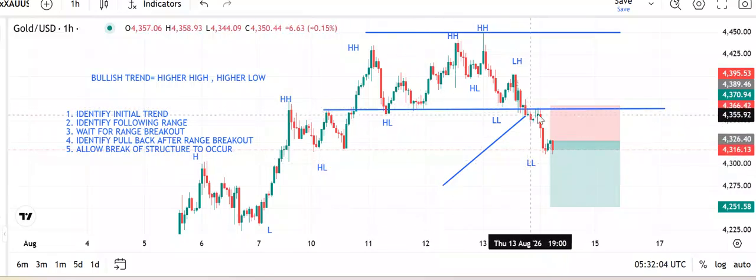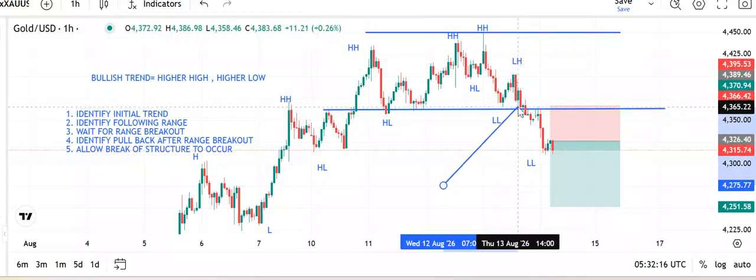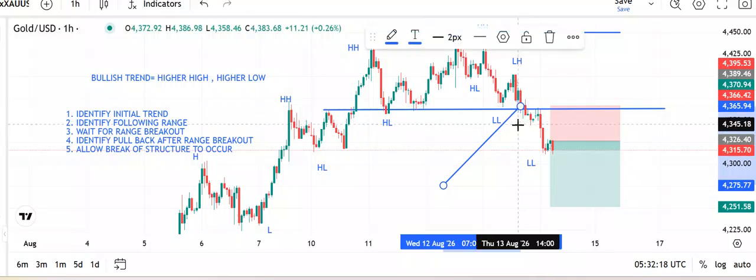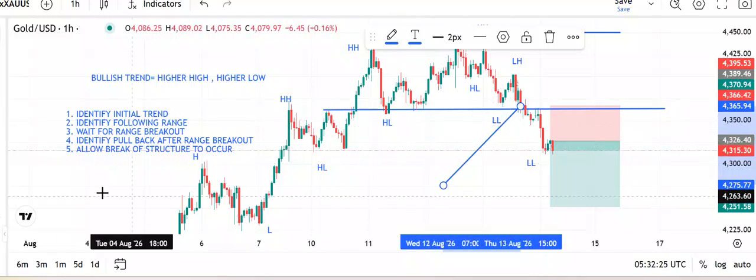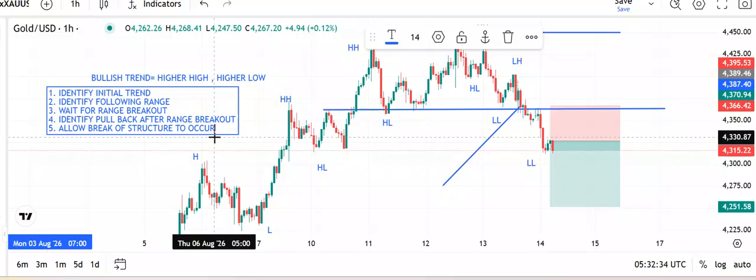Break of structure occurs when you have this solid bearish candle form, or where you have this particular bearish candle form and then closing below this previous low. That's our break of structure. So allow break of structure to occur. Once that has occurred, of course, that also forms part of your range breakout confirmation.